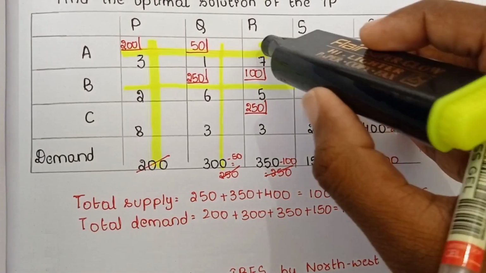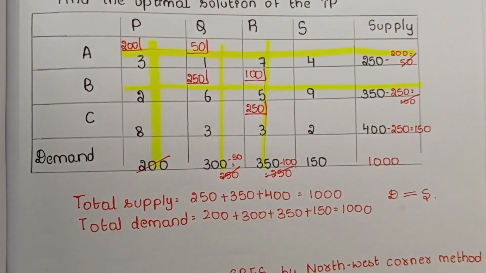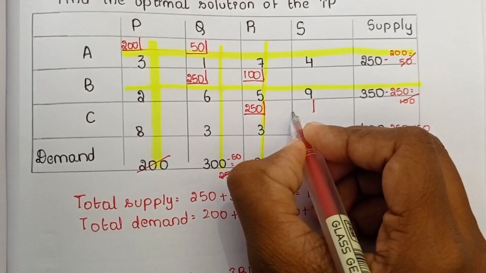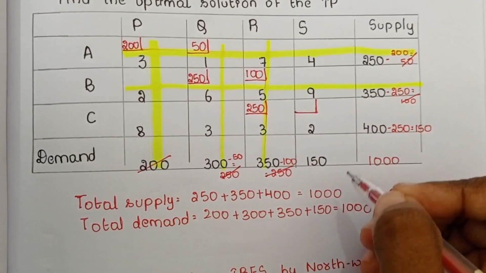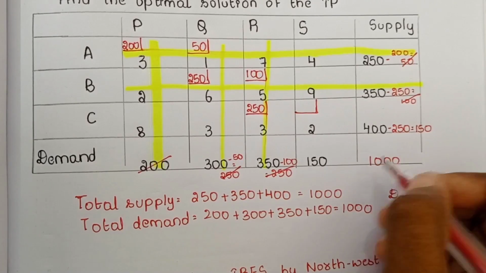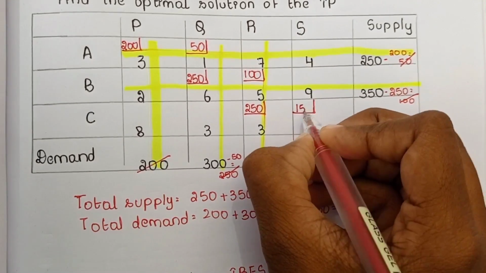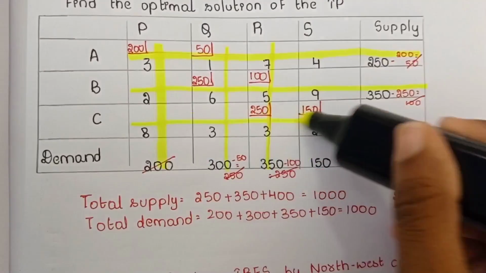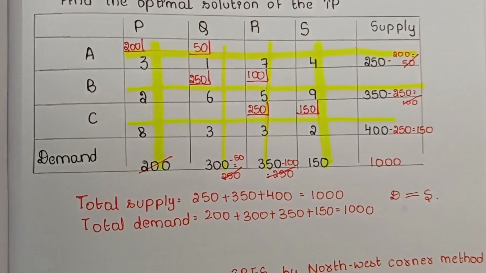I have given everything in this column, so I will strike off this column. The remaining is 2. We have to do the allocation there and check the demand and supply. The demand is 150 as well as the supply is 150, so they balance each other. The demand and supply are equal, so I will allocate that 150 here. I have satisfied this as well as this, so I will strike off that.